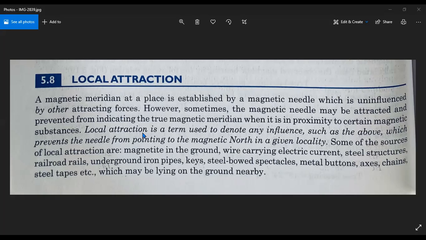So we need to find out that error, and we need to correct it. That error is called local attraction. The definition you can see here: local attraction is a term used to denote any influence such as above which prevents the needle from pointing to magnetic north. Right. So that is called local attraction. We should identify the stations which are affected by local attraction, and we should apply the correction to the readings.